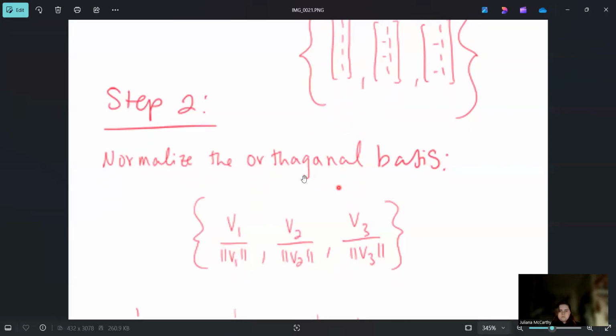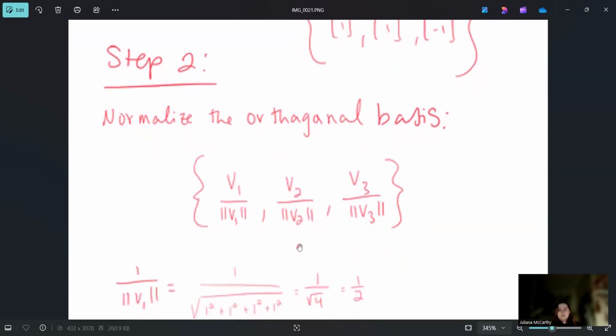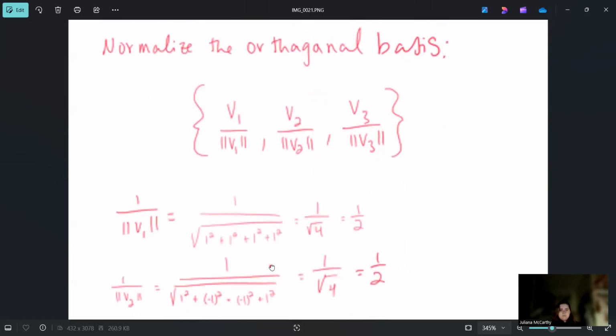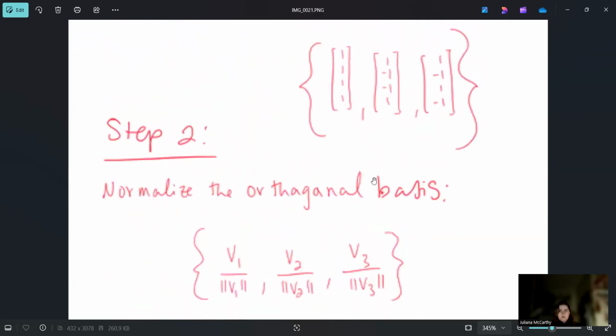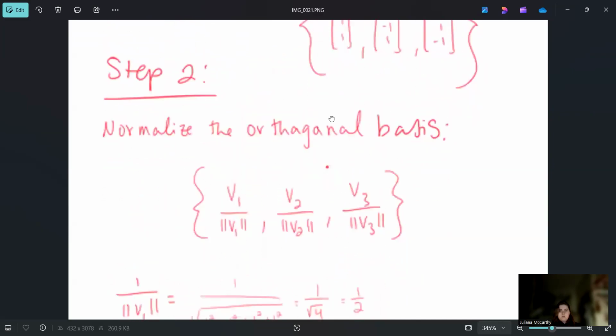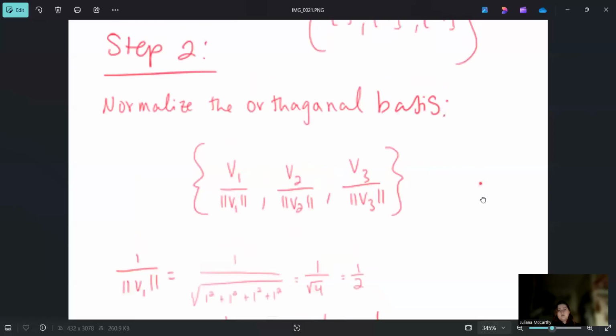To do that, we take 1 over the length of V1 and multiply it by V1, and same with V2 and V3. So we're just dividing the vectors by their lengths. So first, we're going to solve for 1 over the length of V1. And we have up here, V1 is 1, 1, 1, 1. So it's 1 squared plus 1 squared plus 1 squared plus 1 squared. 1 over the square root of 4 equals 1 over 2.